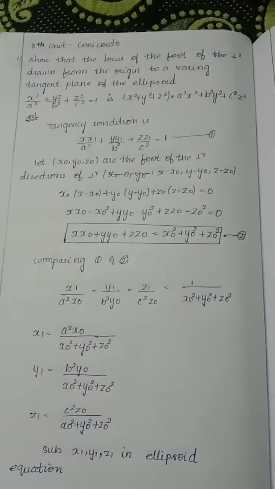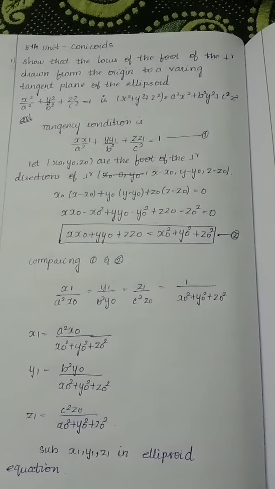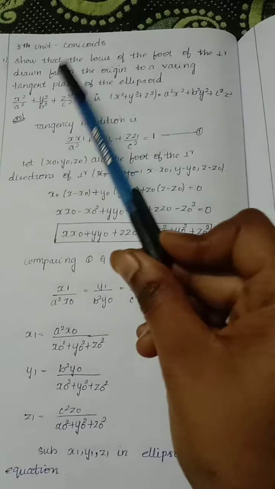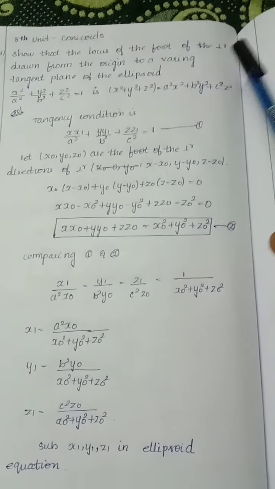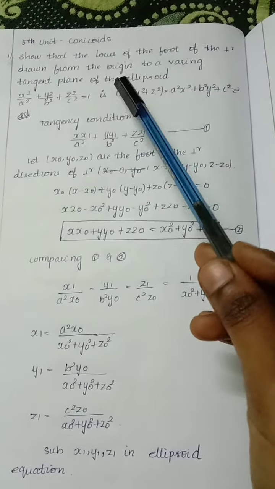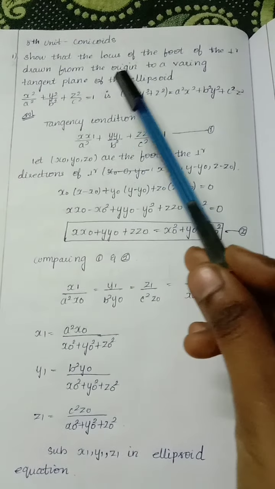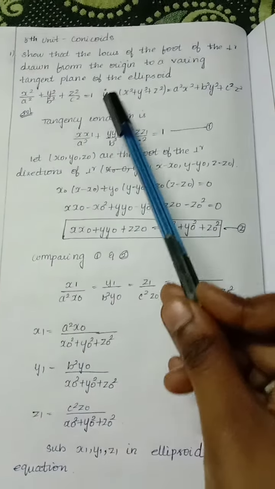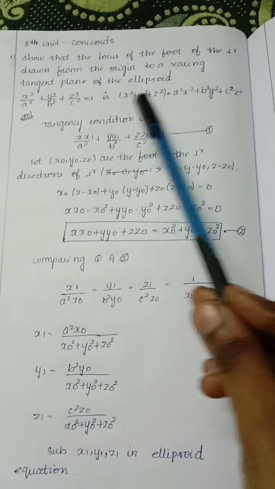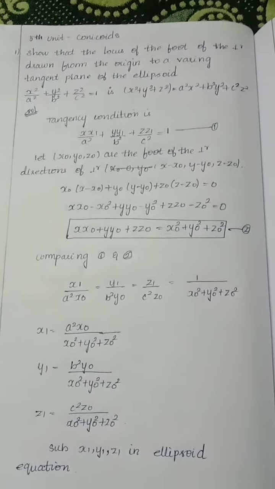Everyone, today we are going to solve a sum in analytical geometry. The question is: show that the locus of the foot of the perpendicular drawn from the origin to the varying tangent plane of the ellipsoid is as given. The ellipsoid equation is given here. We want to prove this term. So let me go and solve our sum.